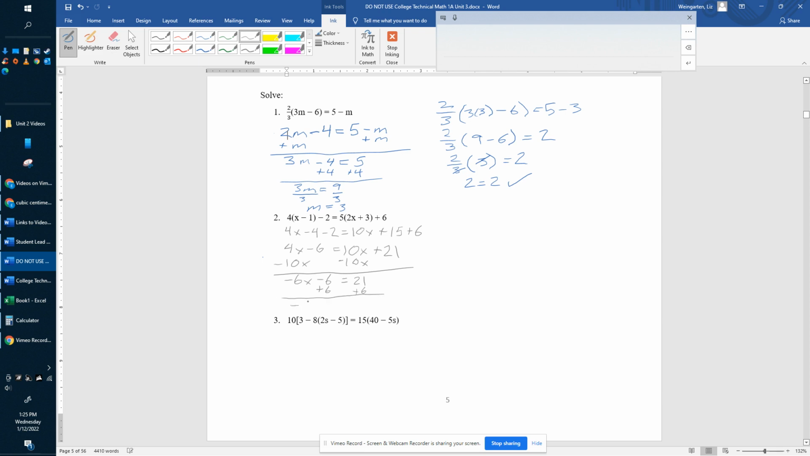And we get negative 6x equals 27. We'll divide both sides by negative 6, and we get x equals 27 over negative 6, which can reduce down. These are both divisible by 3, so we will end up with negative 9 over 2. You can call it negative 9 over 2, or 9 over negative 2. No matter what, the fraction is going to be negative.